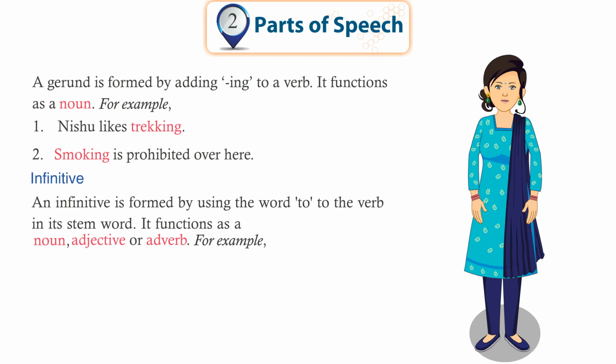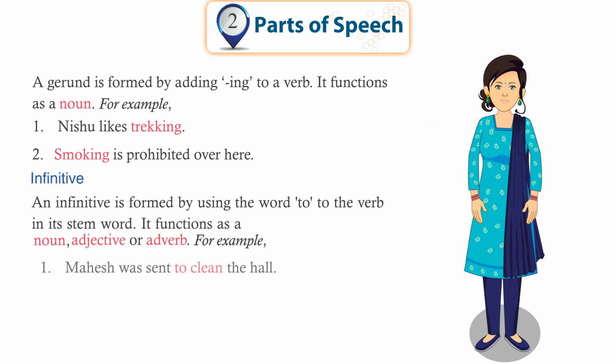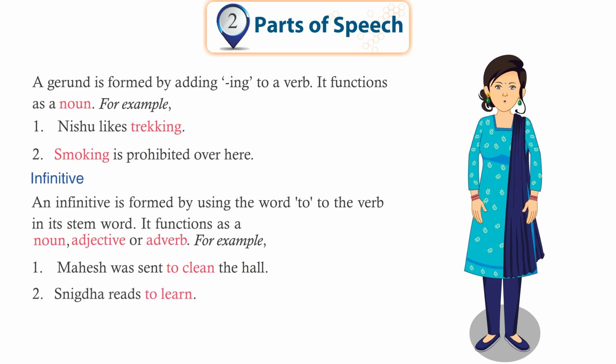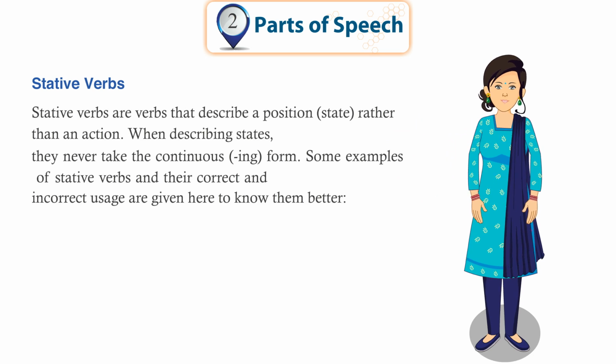Infinitive. An infinitive is formed by using the word to with the verb in its stem form. It functions as a noun, adjective, or adverb. For example, Mahesh was sent to clean the hall. Snigdha reads to learn.